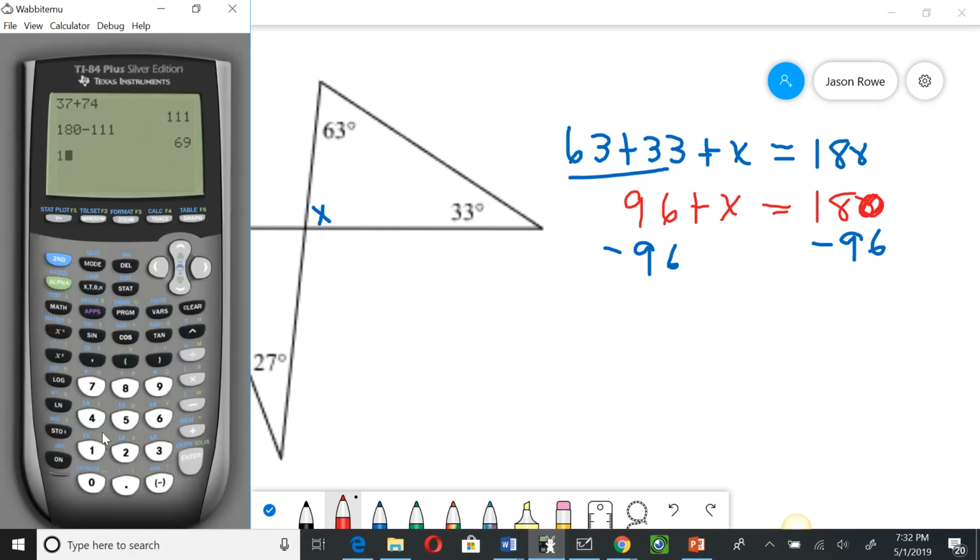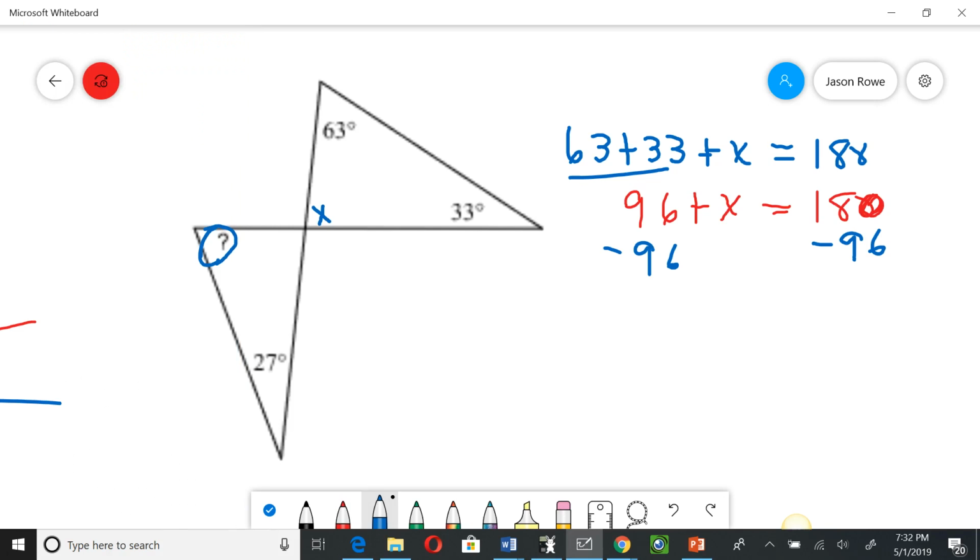So we got 180 minus 96, and that's going to equal 84 degrees. So that means this angle is 84 degrees. Well, if you remember from lesson, I believe it's lesson 1, we can talk about vertical angles. Vertical angles are congruent, so that means this angle is also 84 degrees.